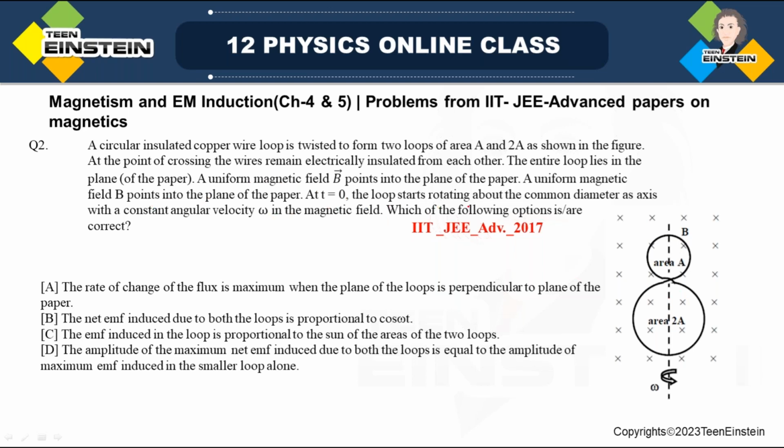At t equal to 0, the loop starts rotating about the common diameter as axis. As you see, this is the common diameter which is taken as the axis, and it is rotated with a constant angular velocity omega, in the magnetic field. Which of the following options are correct? We'll check that. I'll just restate the problem.